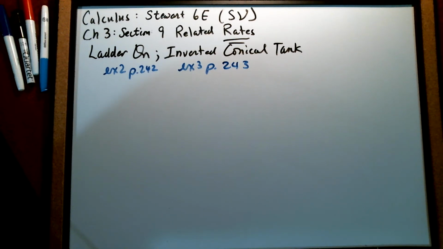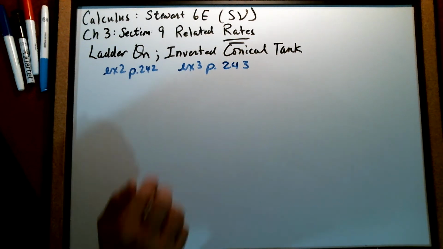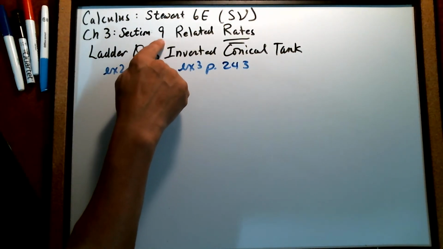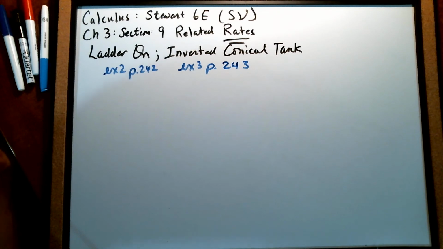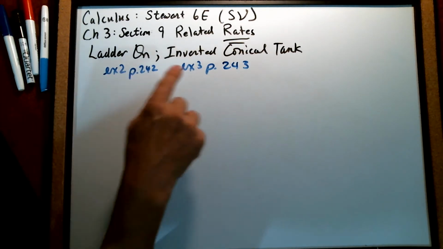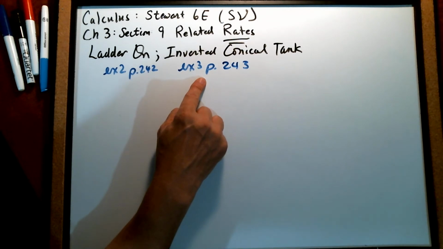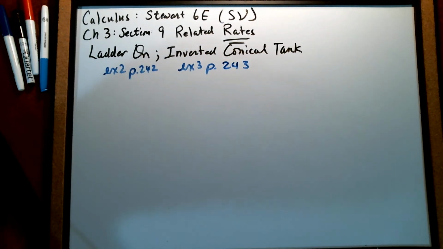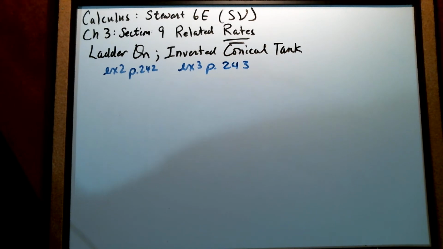Hi, welcome to Calculus Stewart 6C, single variable, section 9, which is called related rates. I'm going to do two examples. This is called the ladder question, and this is called the inverted conical tank question. Example 3 on page 243 and 242, respectively. So on page 242, let's take a look at the question.